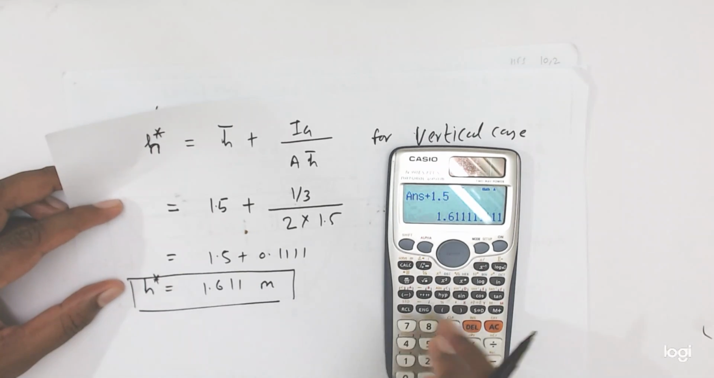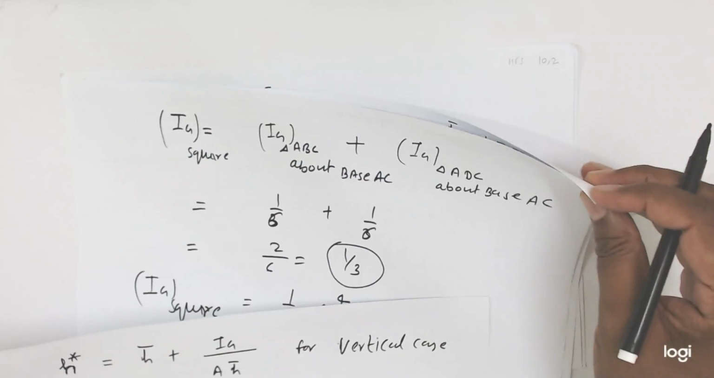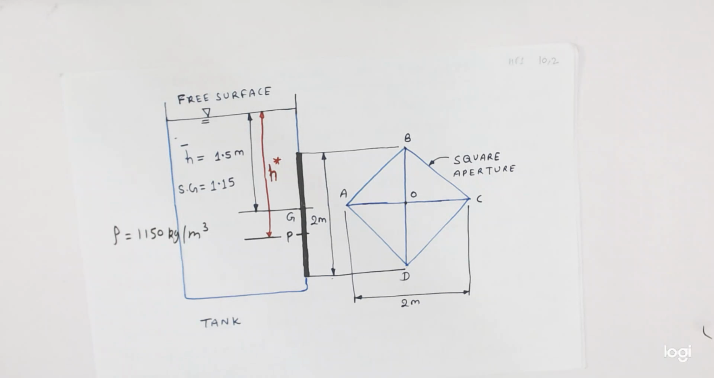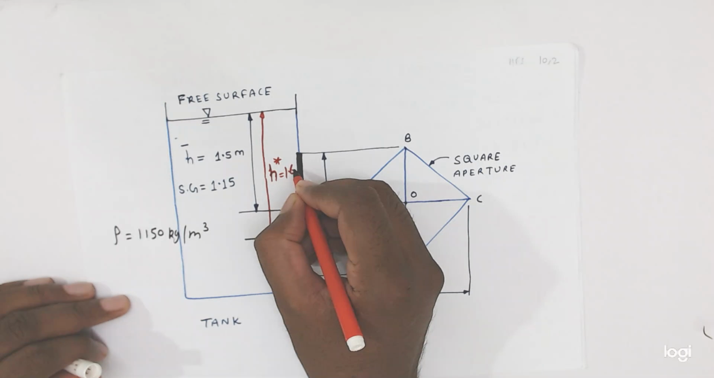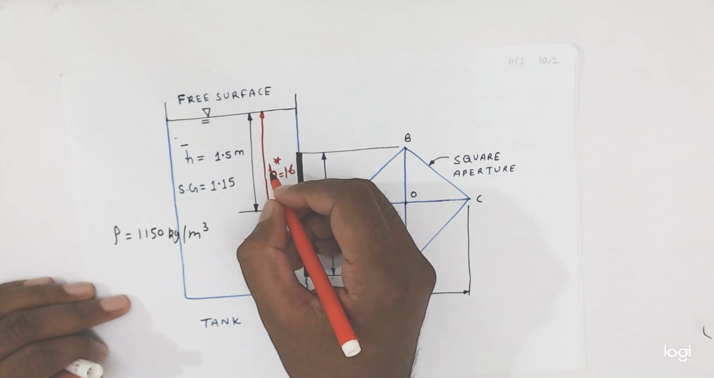So friends, from here you see the value of H star is 1.611.